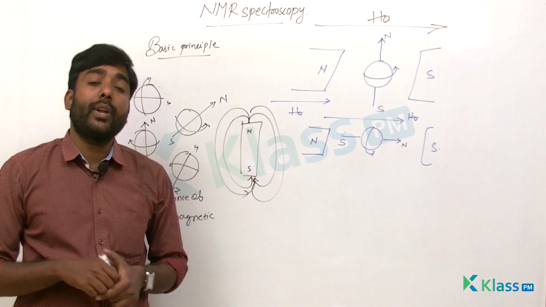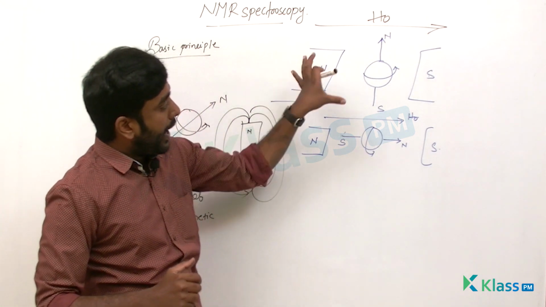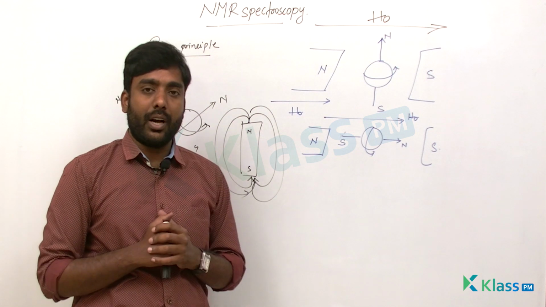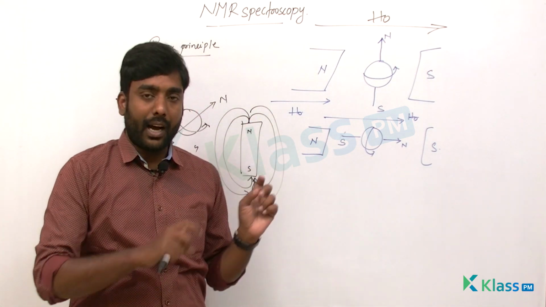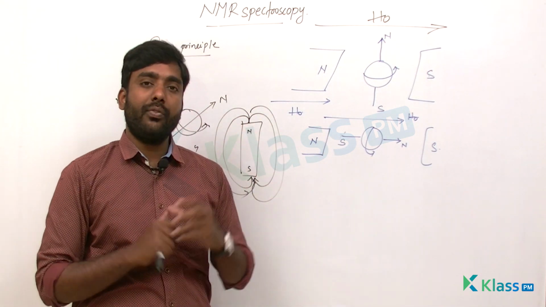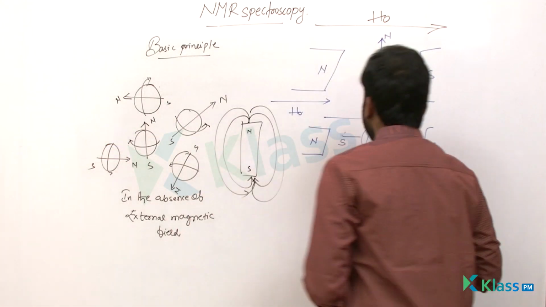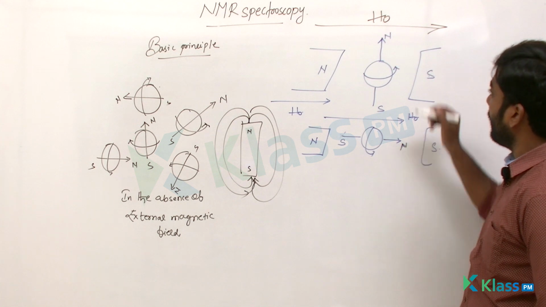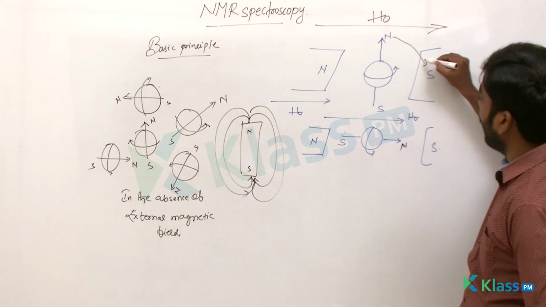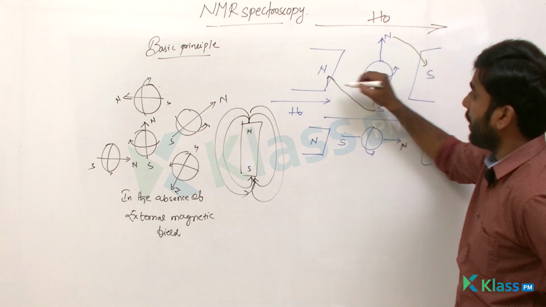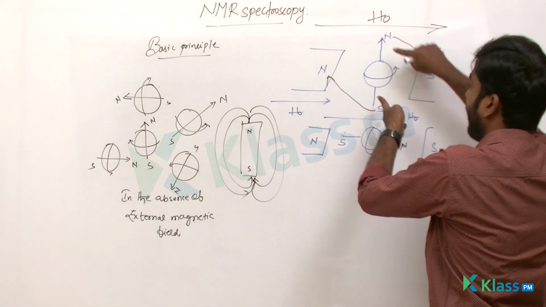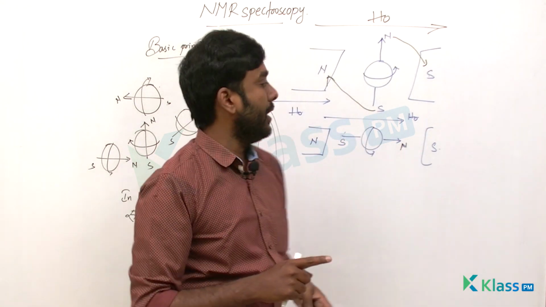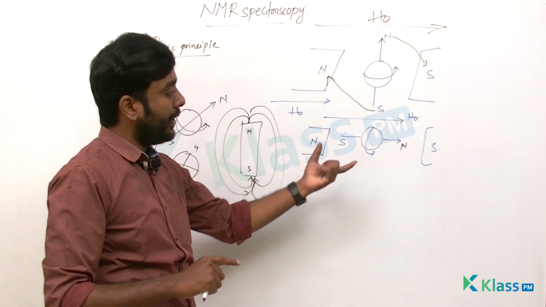So whenever you put a nucleus in the external magnetic field, what happens? It aligns itself in the direction of the external magnetic field. How will it align? Its north will be close to the south, because north is attracted by the south and south is attracted by the north, so it will arrange in this way in the direction of the external magnetic field.